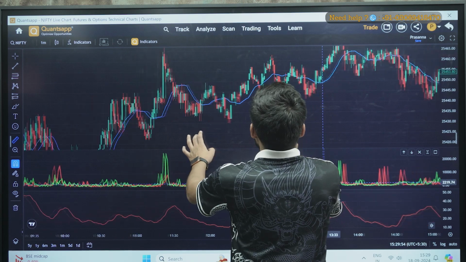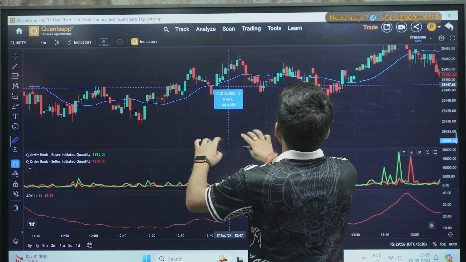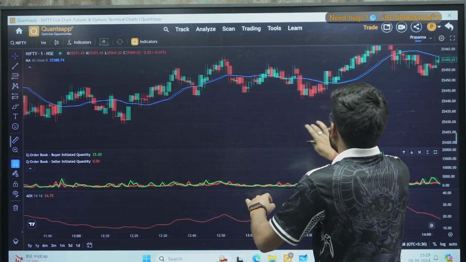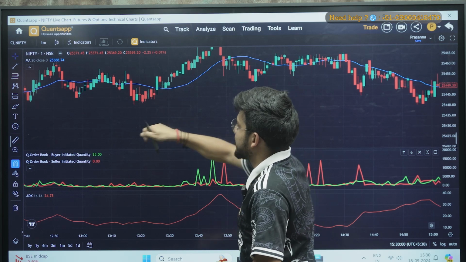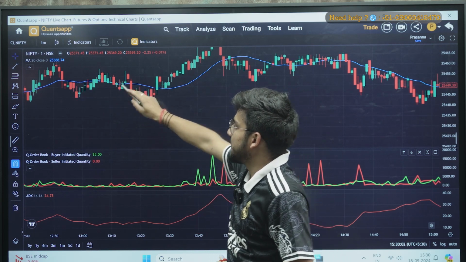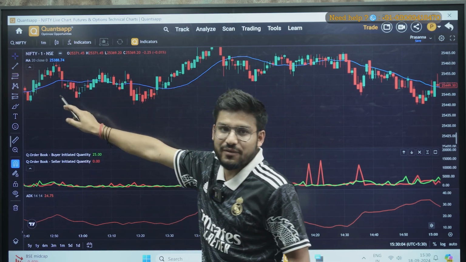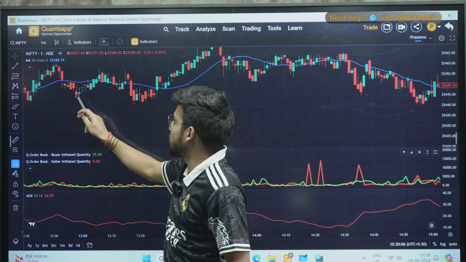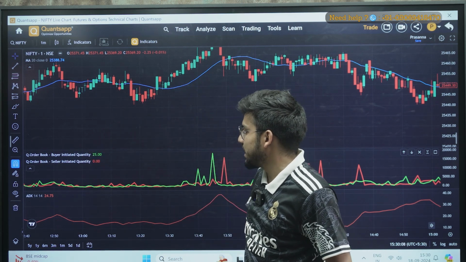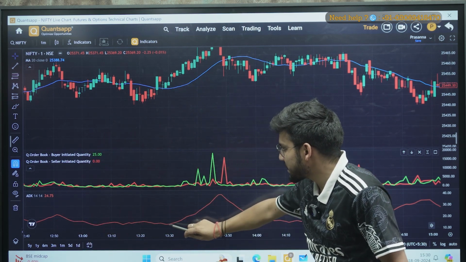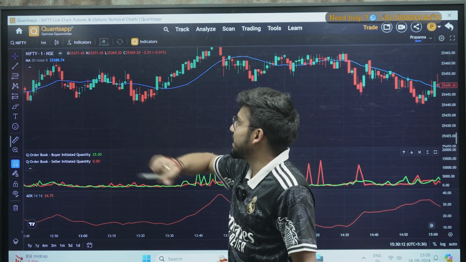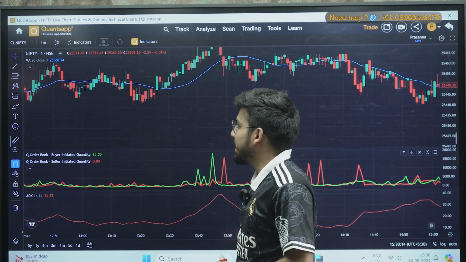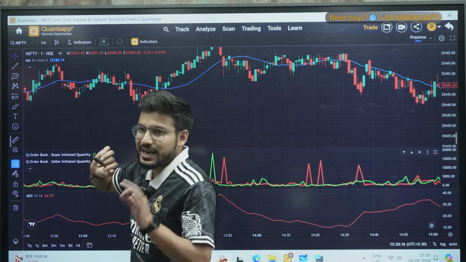Now suppose this is the market here. It was constantly breaking this simple moving average in upward and then downward direction. So this is clearly my sideways direction. You can also see right now my ADX is below 25 here. So this is a sideways market. Now when to take the entry? This is the second method.